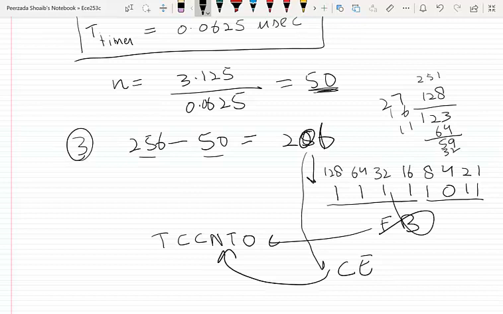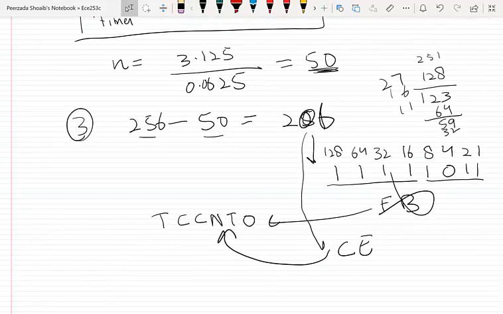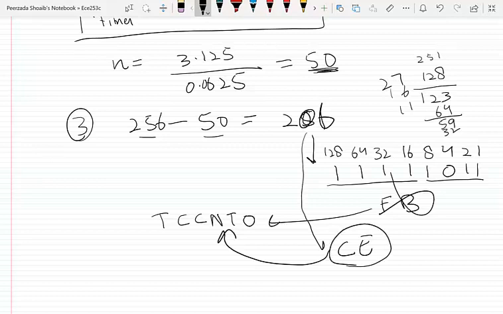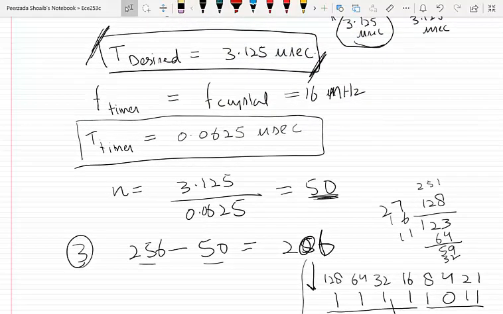So this CE will be loaded into the timer counter register, and the timer will start counting from CE, CF, D0, D1, D2 up to FF, and then it will overflow. And when it overflows, we'll have our desired time delay, that's equal to 3.125 microseconds. So I think this is very easy to know.